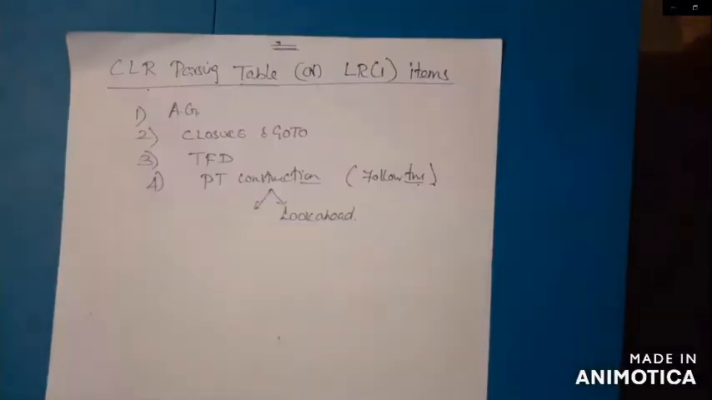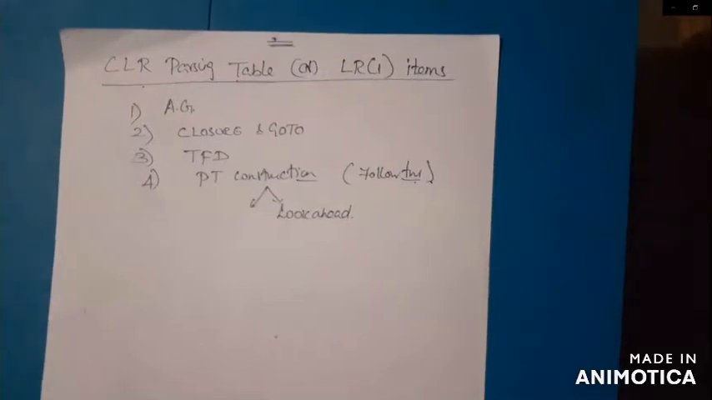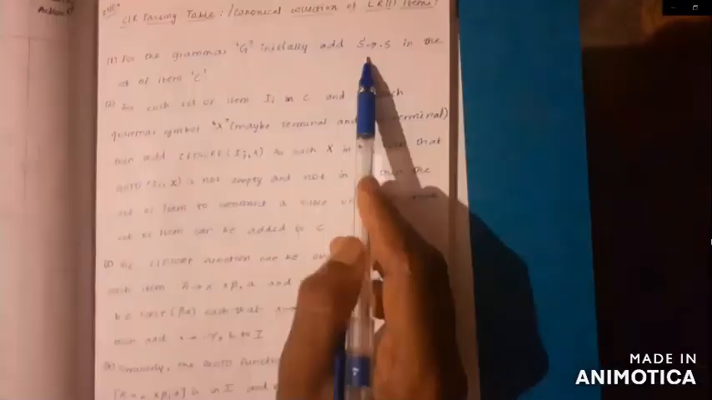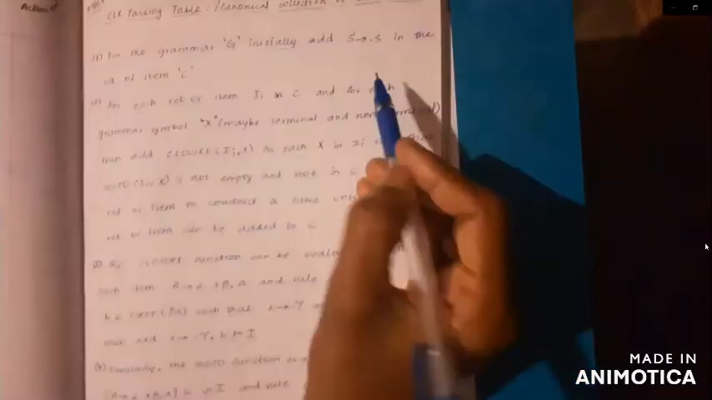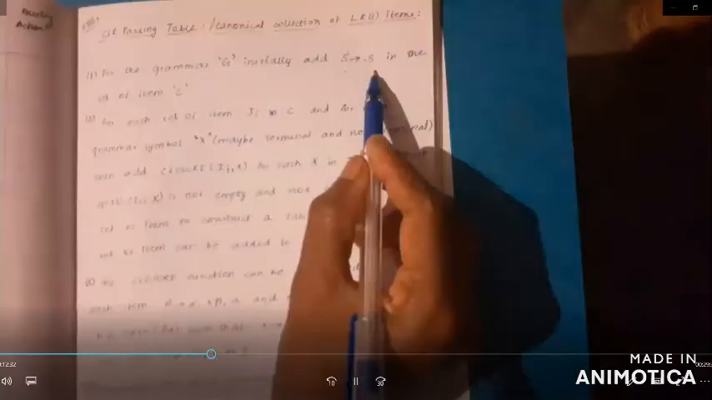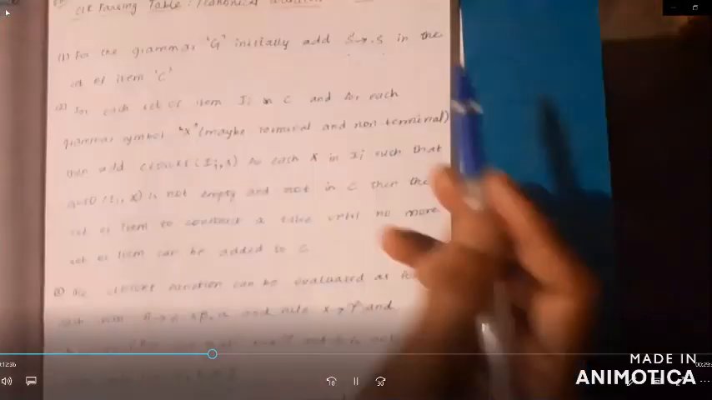So what is the look ahead symbol? How do we find the look ahead symbol? This is for the CLR parsing table algorithm. For the grammar G, initially add S' tends to dot S in the set of items C. Previously I told you this is for the augmented grammar, so based on the item, you have to check the augmented grammar construction.